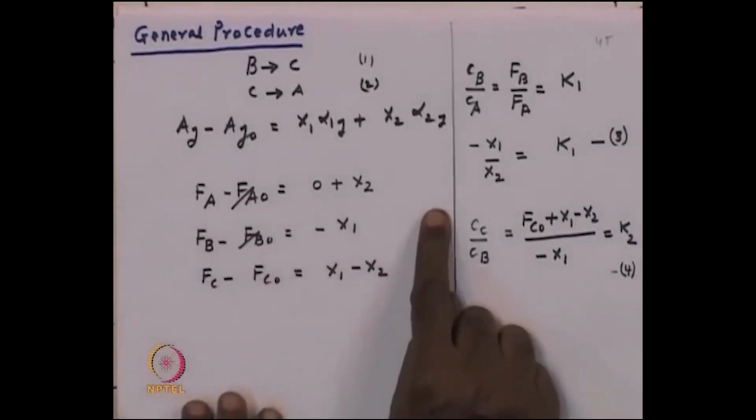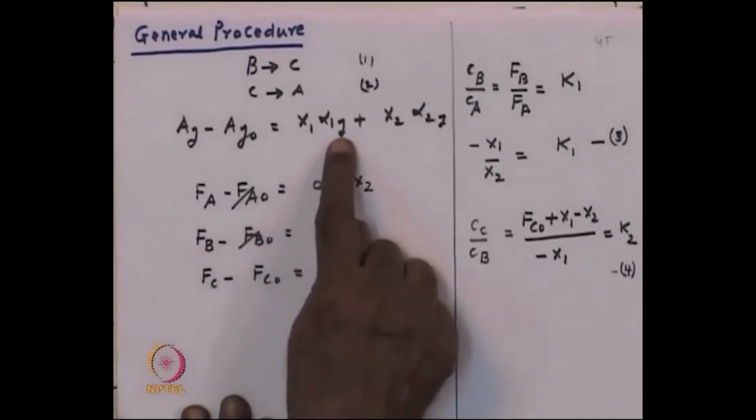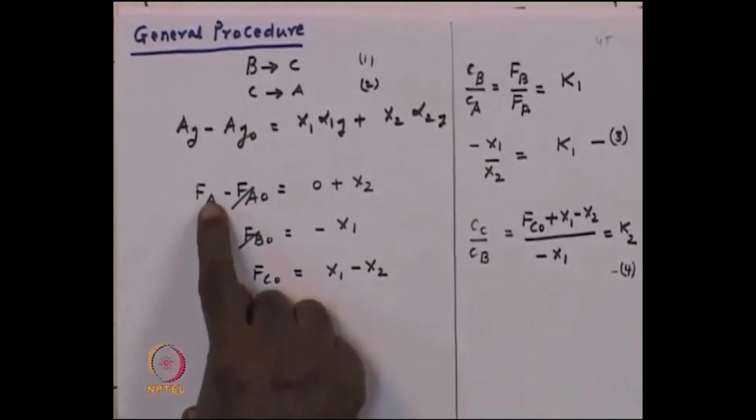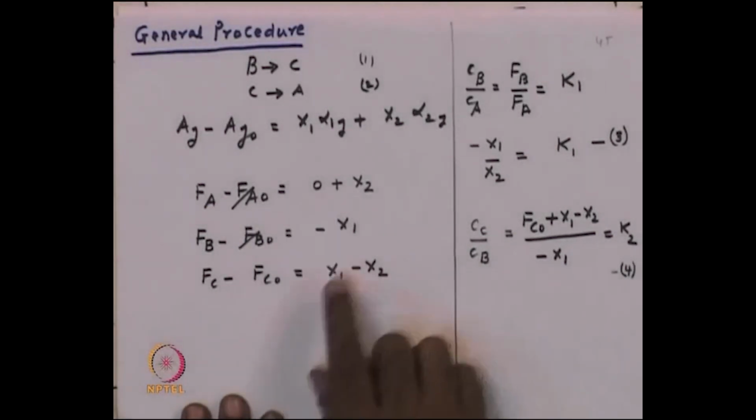Let us try to do that. That means, A_j minus A_j0 is F_A minus F_A0. What is x1 alpha_1j here for component A? What is alpha_1j? Alpha_1j is 0. What is alpha_2j?